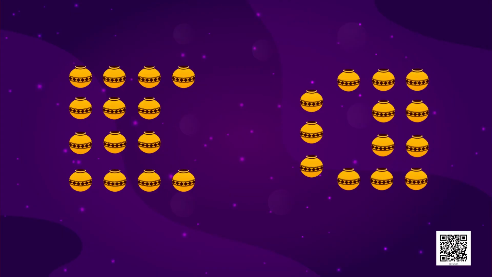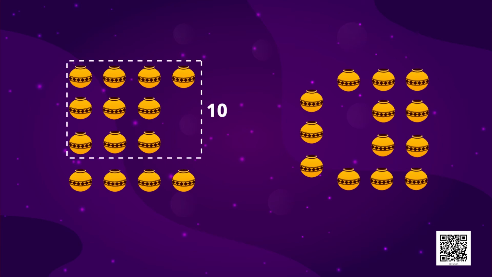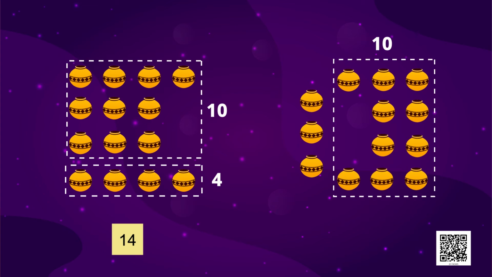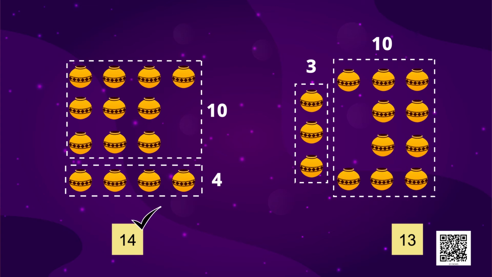Look children, here at both the sides we have some pictures. Can you tell me on which side we have more number of pictures? Group 10 together and then count the remaining ones and tell. So, the left side we have 10 and 4 ones. That is 14 pots. And on the right side we have 10 and 3 ones. That makes 13. 14 and 13. So tell me which number is greater? 14. Yes, this side has more pots.